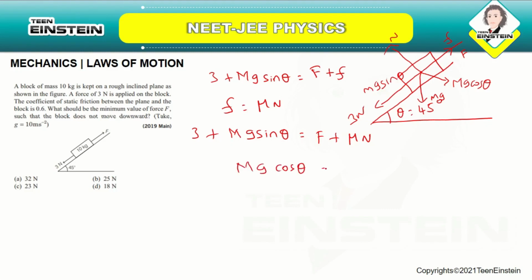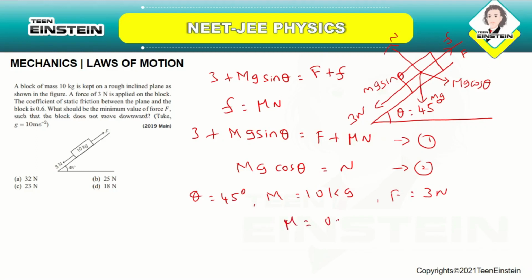mg cos theta is equal to N. Take this as equation number 1 and the other as equation number 2, and substitute the values: theta is 45 degrees, m is 10 kg, the force is 3 Newton, and the coefficient of static friction between the block and the plane is 0.6, so the mu value is 0.6.